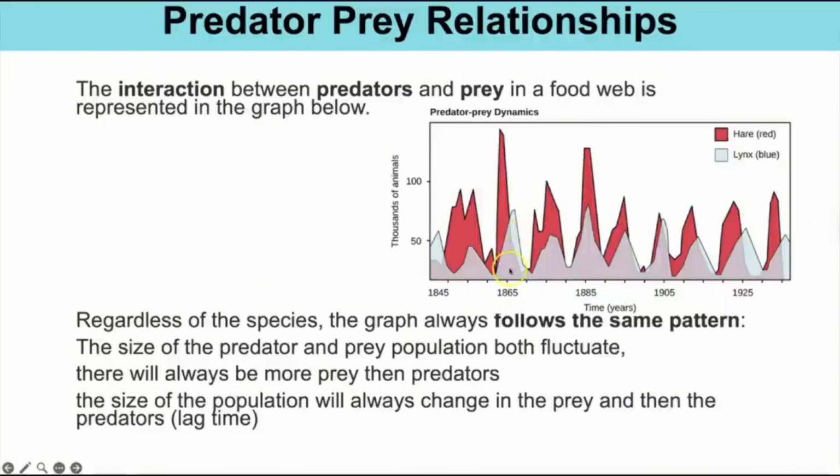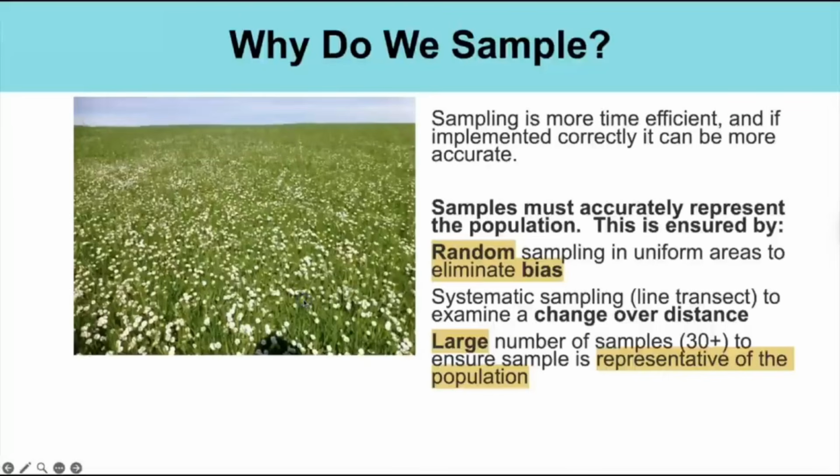And this is because the predators are eating the prey. So there has to be more prey than there are predators to sustain them. They both fluctuate because as the predators are eating lots of prey, that causes the prey population size to decrease. That will then cause the predator population size to decrease. But because the predators have gone down, the prey can then increase, and this happens over and over.